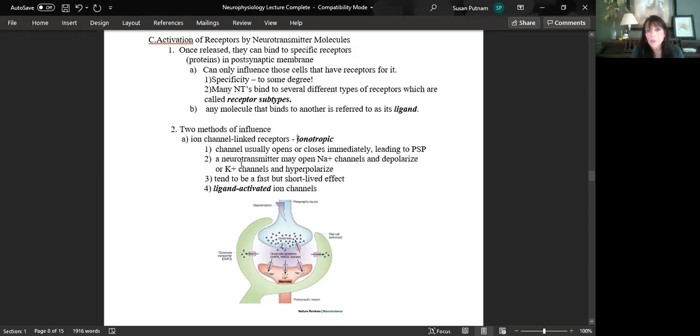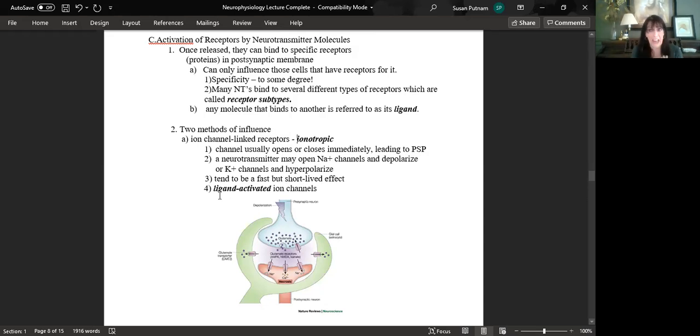Now, a neurotransmitter may open sodium channels, and that would depolarize that neuron or excite it, right? If you depolarize, you're going to get an action potential, or at least be more likely to get one. Or here's a different neurotransmitter. It may open a potassium channel, and if it does that, it's going to hyperpolarize and calm that neuron. It won't excite that neuron. So again, this comes to excitatory and inhibitory.